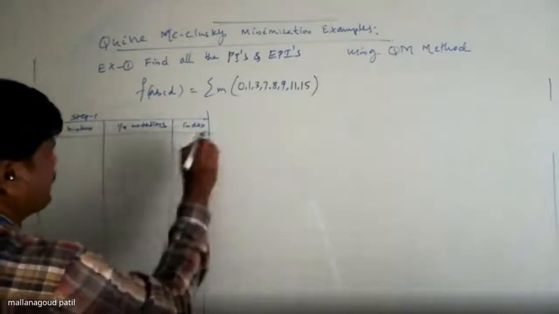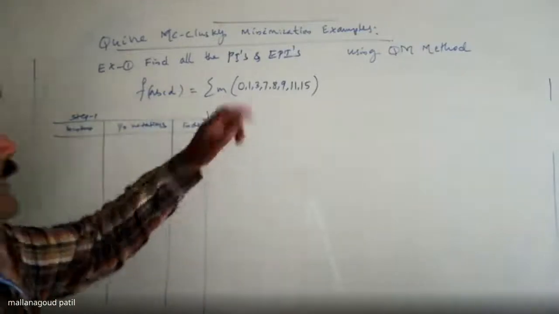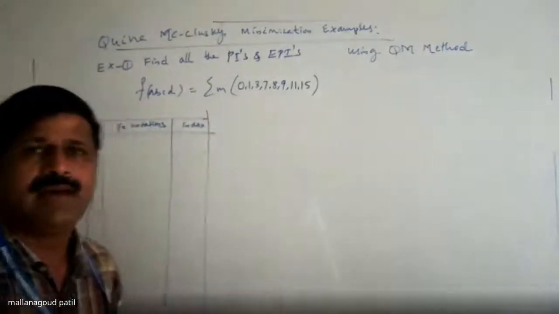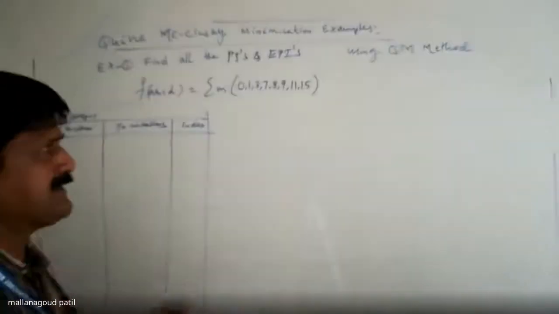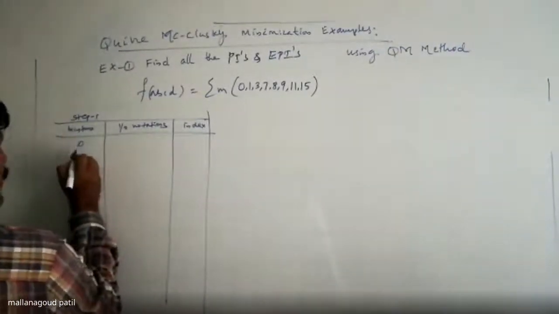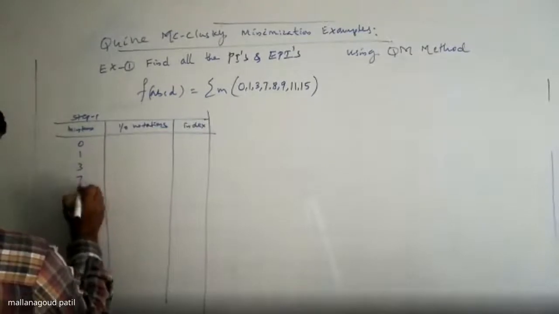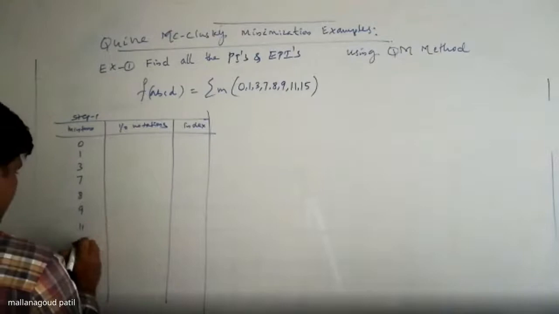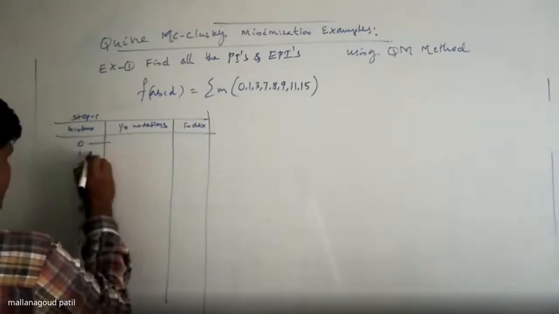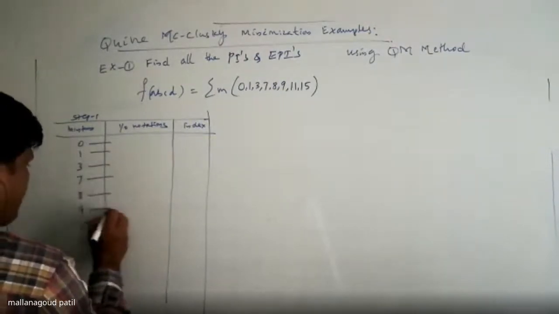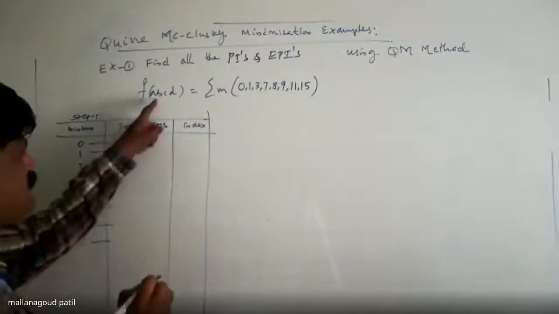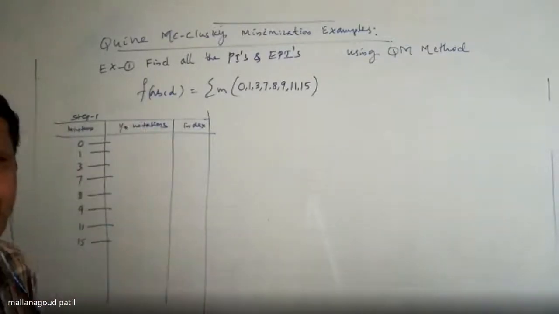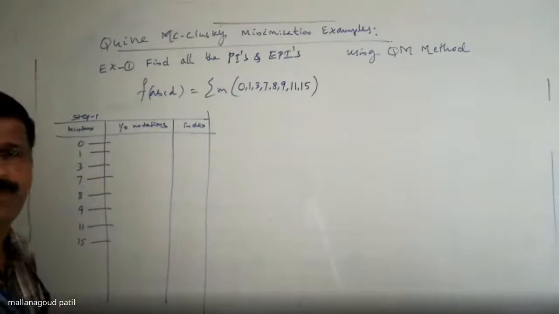First and foremost, what you have to do? You have to write the minterms in ascending or incremental fashion. That is 0, 1, 3, 7, 8, 9, 11, 15. The representation will be based on the number of inputs. The inputs will be ABCD, that is 4-bit. Then you have to write each minterm in its 4-bit equivalent binary.